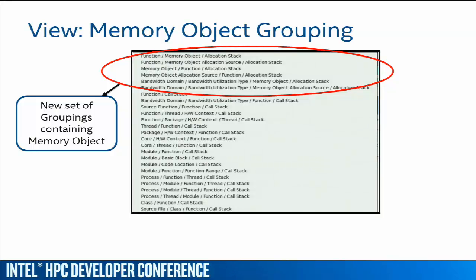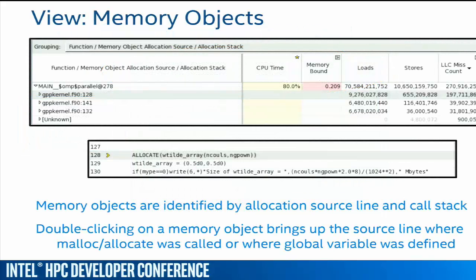This is just a drop-down menu blow-up, and this shows you a lot of your different options for looking at memory usage information. The one that's particularly useful for you is the bandwidth domain, bandwidth utilization type, memory object allocation source. That will give you probably the best information for doing your analysis. And you can see that we're actually drilling down to the actual line in the source code where the allocation was made. We're saying here that we had a very high LLC miss count on line 128 of GPP kernel F90.